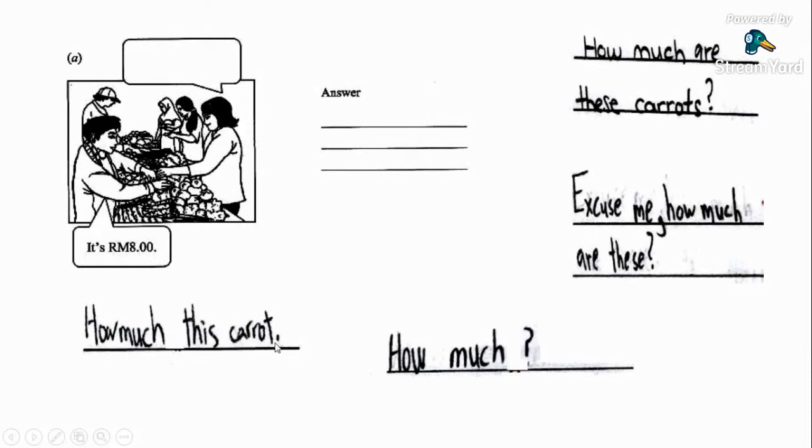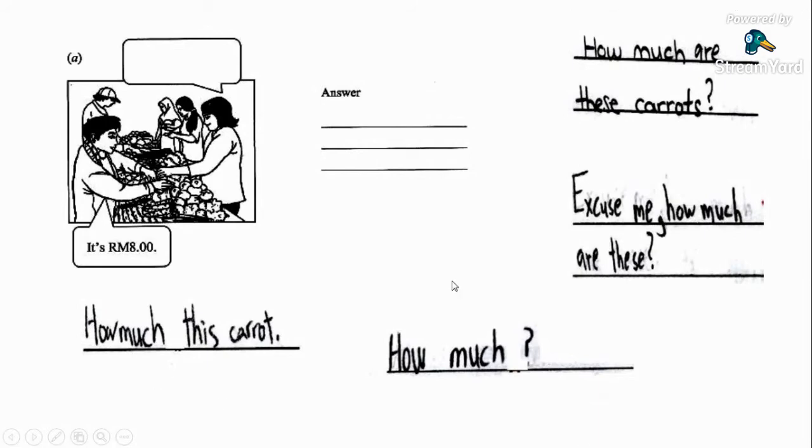"How much this carrot?" Grammatical wise, okay, but there is no punctuation, no question mark. So no question mark, you will get 1 mark. Context is there. Sorry, when context is there but no capital letter, it's 1 mark. So this is how they will mark you.